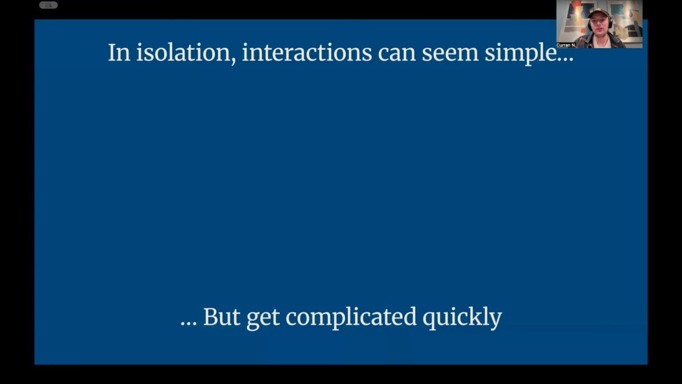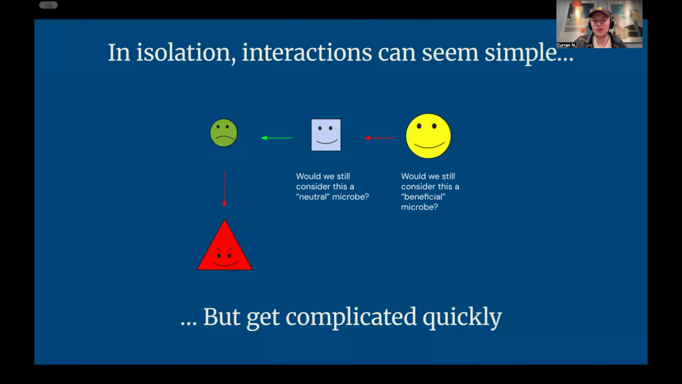In isolation, these interactions can seem really simple. Say we have one beneficial here, it's suppressing a pathogen, and there's another neutral microbe that is upregulating that beneficial microbe. But if we get a new beneficial that maybe downregulates the neutral one, suddenly our first beneficial, there's less of it, and the pathogen is able to thrive. So would we really still consider that neutral one always a neutral microbe, or would we always consider this beneficial on the right always beneficial?